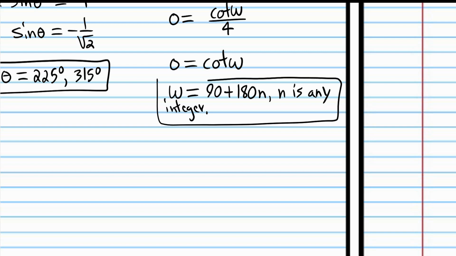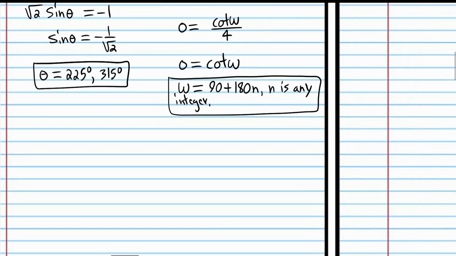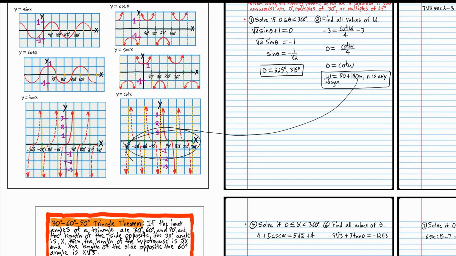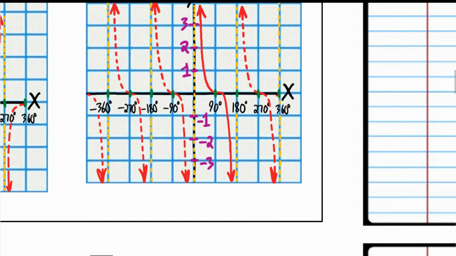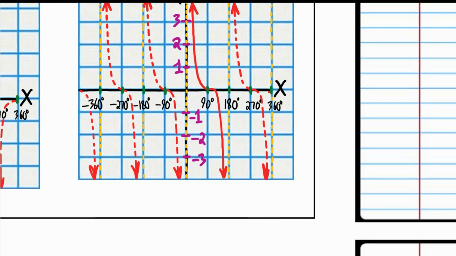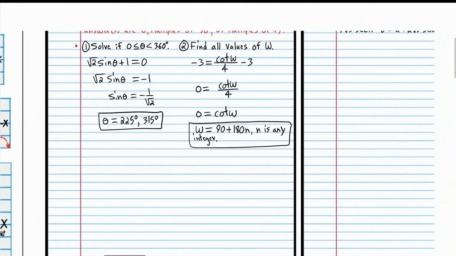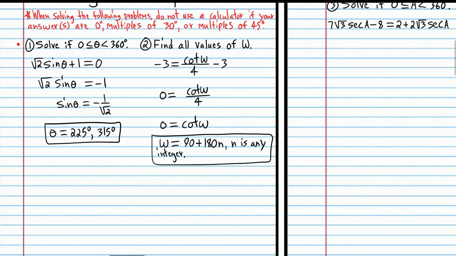And that is the answer. So if you want, you can plug in values of n and make sure we did that correctly. Plug in 0 for n, we get 90. Plug in 1 for n and we get 270. Plug in negative 1 for n and we get negative 90, and you can see that it works. If you come up with your equation and it doesn't work, that's okay. You can just modify it slightly.